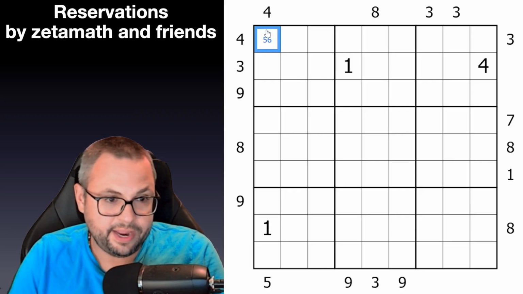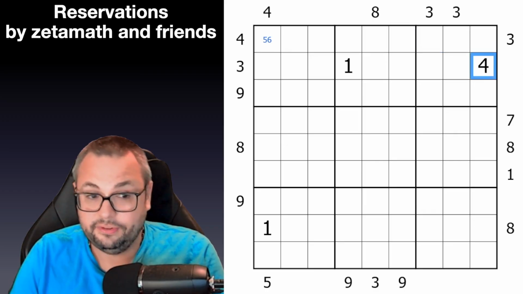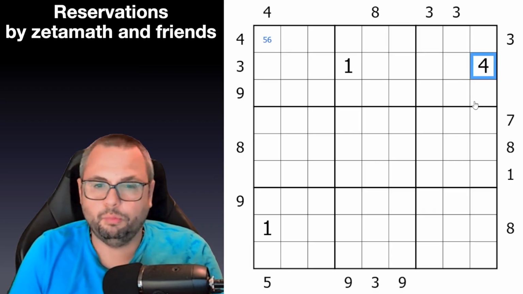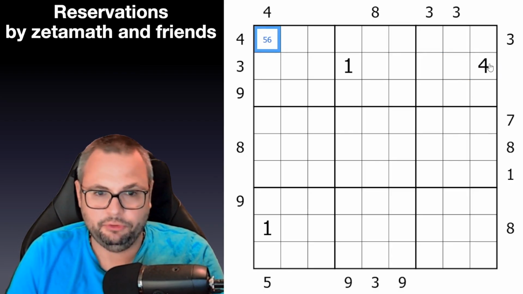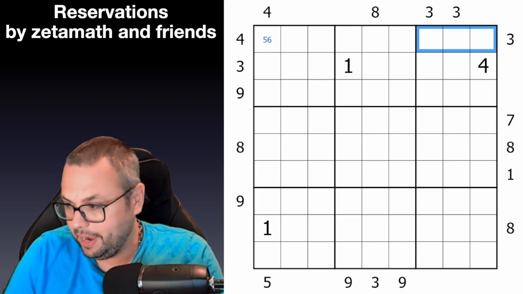If this is a 7, 8, or 9, it puts a 4 in one of these cells. But there's a given 4. And so this given 4 is doing very weird work in terms of the Sudoku, because it's making this digit unable to be a 7, 8, or 9, even though it doesn't share a row, column, or box with that digit.